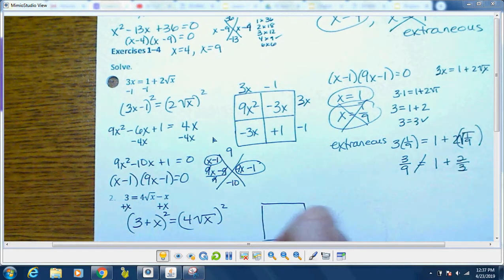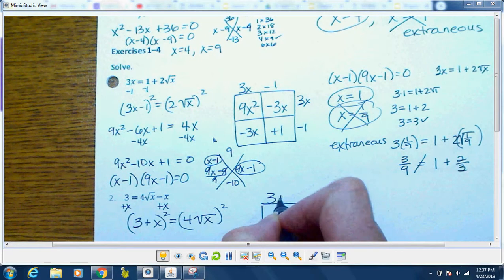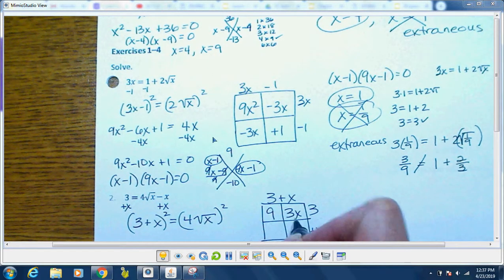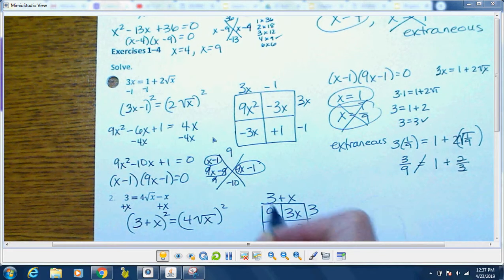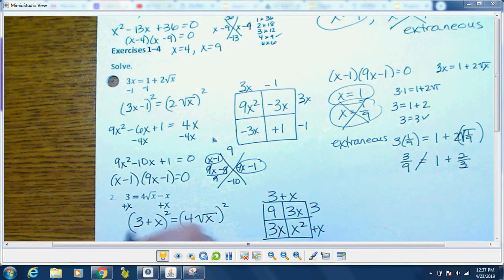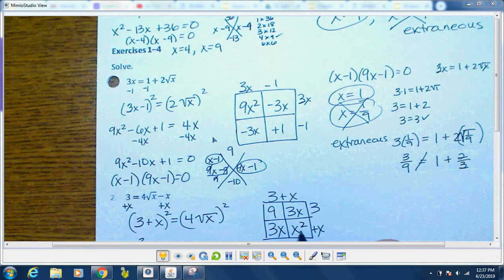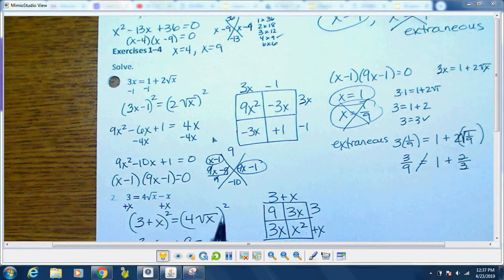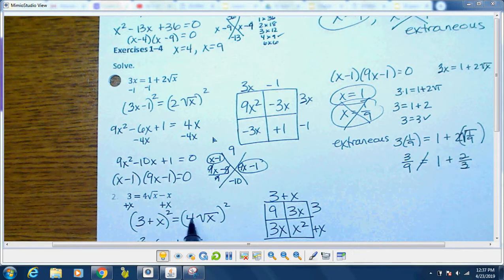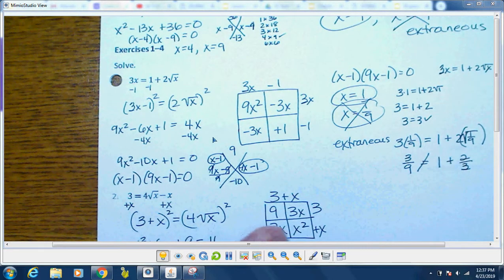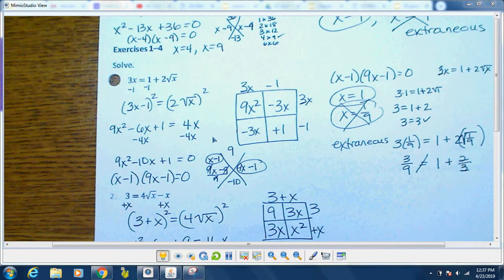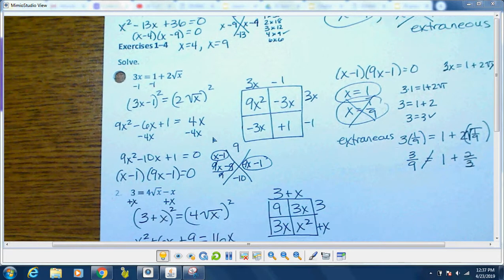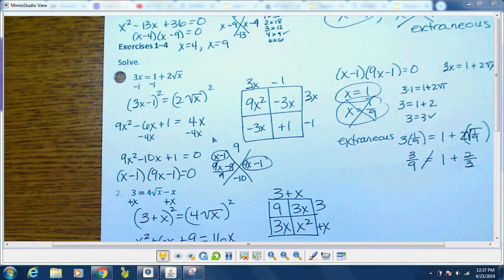Again, I'm going to use my table. I get 9, 3x, x squared, and 3x. So I'm just going to write it out in standard form. x squared plus 6x plus 9 equals, and then 4 times 4 is 16. Square root of x times square root of x is x. Okay, let's bring that over. So we get everything all on one side of our quadratic equation.